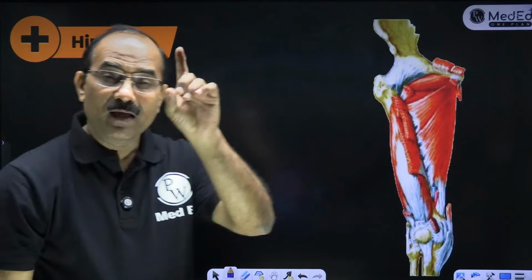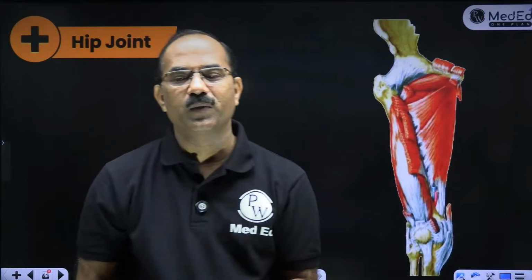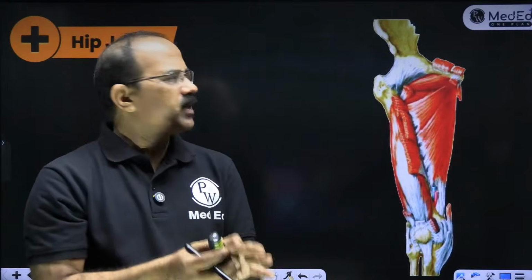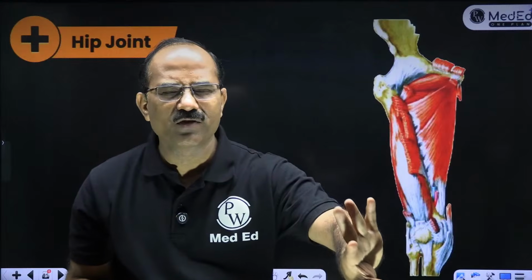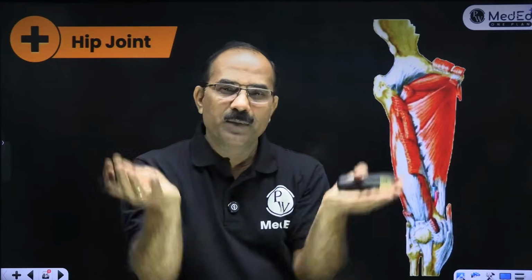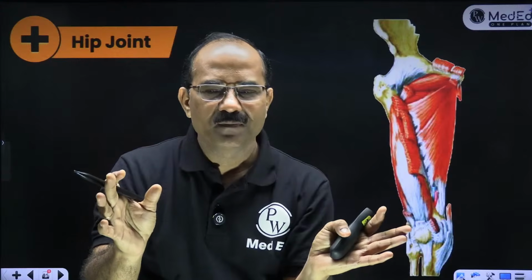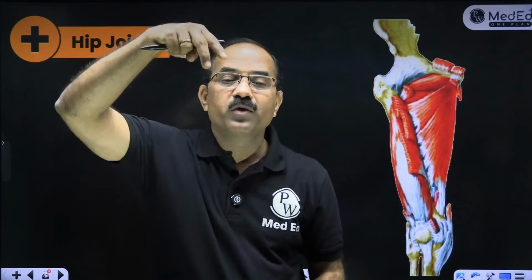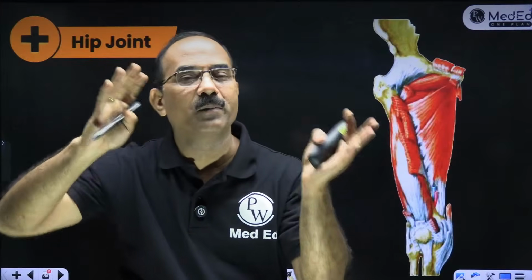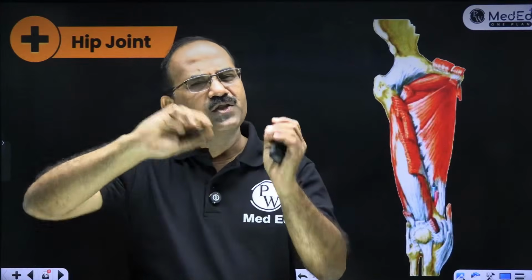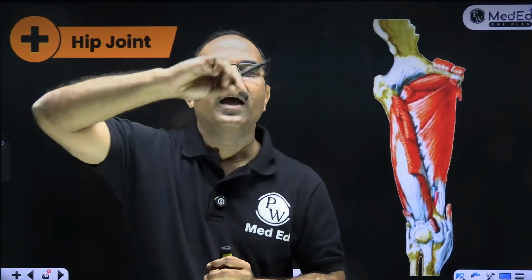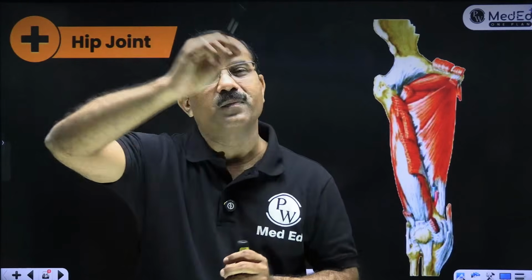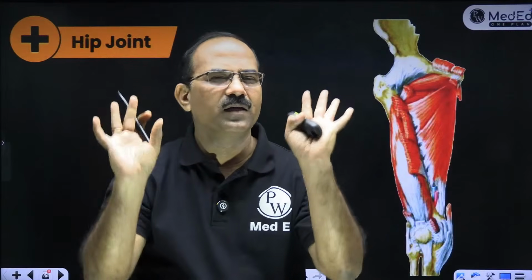Now children, hip joint is a very important LAQ. On the hip joint you have to first write the type of the joint, then the bones taking part in the formation of the joint, then the ligaments. Capsular ligament, then iliofemoral, which is the strongest ligament of the hip joint, iliofemoral ligament or the ligament of Bigelow. Then ischiofemoral, pubofemoral, then ligament of head of femur and the acetabular labrum. Okay, these are the ligaments.